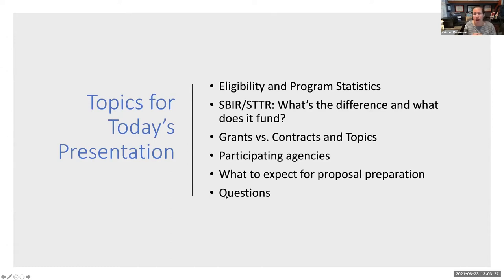overview of the program. We're going to talk about eligibility and program statistics to give you a sense of who participates in the program. Talk a little bit about the difference between SBIR and STTR, look at grants versus contracts and some specific topics for SBIR opportunities. We'll quickly look at the participating agencies and do a deeper dive into the top handful. And then talk about what to expect when you're preparing a proposal. There'll be time for questions at the end.